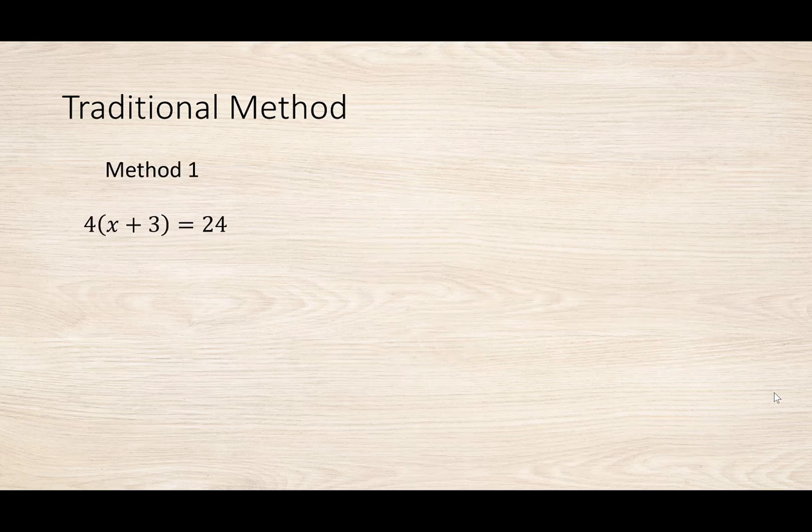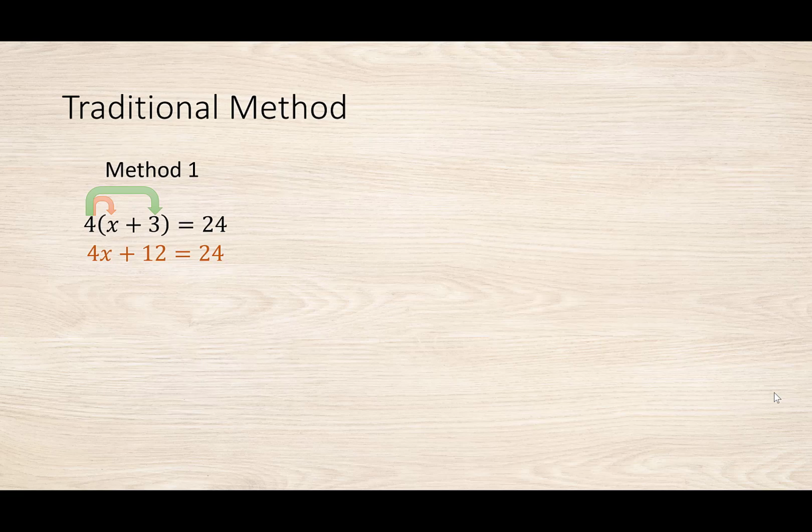All right, this next problem has two different ways that you can solve it. So we're going to start with method number 1, which is 4 times the quantity x plus 3 equals 24. The first way that you can solve this is you can distribute this 4 into the parentheses. So 4 times x gives me 4x. 4 times 3 is 12. So 4x plus 12 equals 24.